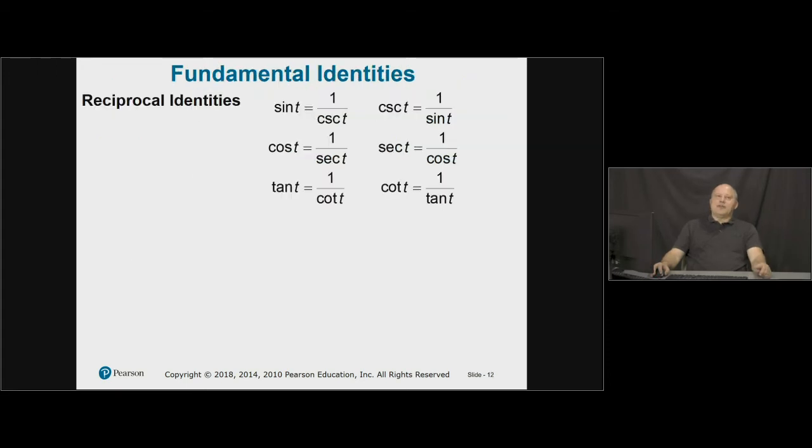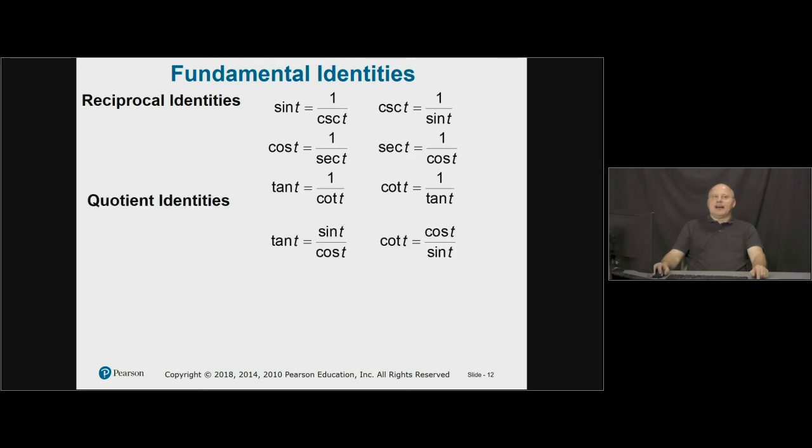Okay, so here are all the fundamental identities. We begin with the reciprocal. Now this is just a summary of all the identities that we have discussed up to this point. So the reciprocal identities: sine of t is 1 over cosecant of t, and cosecant of t is 1 over sine of t. So if one's the reciprocal of the other, the other is the reciprocal of the first. Cosine of t is 1 over secant of t, and secant of t is 1 over cosine of t. Again, they just flip. Tangent of t is 1 over cotangent, and cotangent is 1 over the tangent. So those are the 6 reciprocal identities.